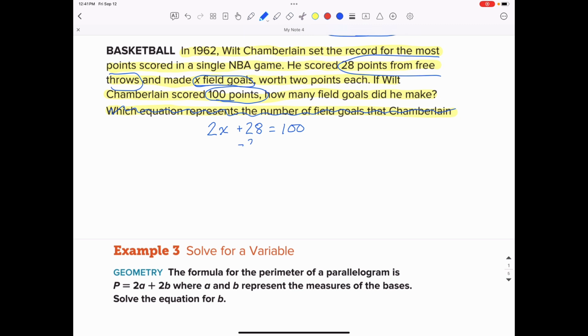So we're going to subtract 28 from both sides. This has far smaller numbers than the previous problem. So 2x equals 72, and then we'll just divide by 2. And we get x equal to 36. So he made 36 field goals, or 36 baskets, in a single NBA game.